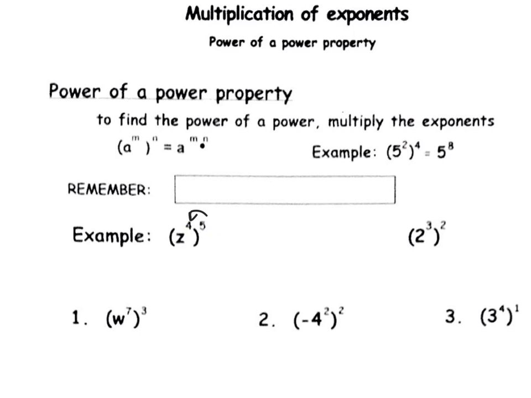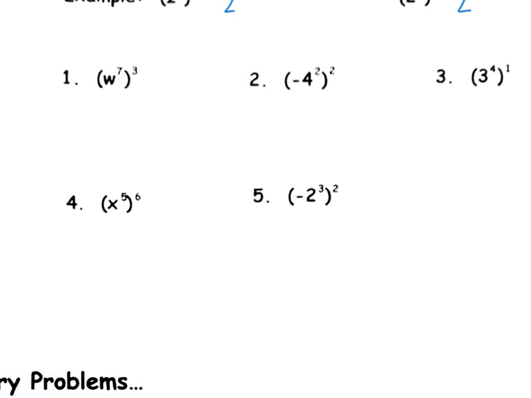So you distribute the 5 into the 4. 5 times 4 is 20. So this is actually z to the 20th. Same thing goes over here. Distribute. 2 times 3 is 6. So it's 2 to the 6th. That's as basic as it's going to get. So let's look at some of these examples.